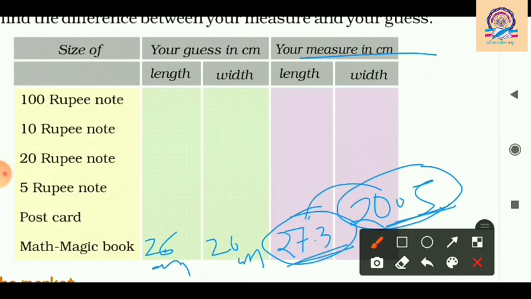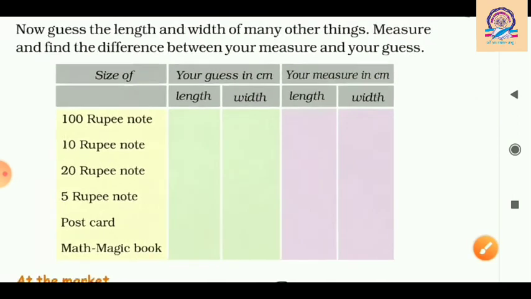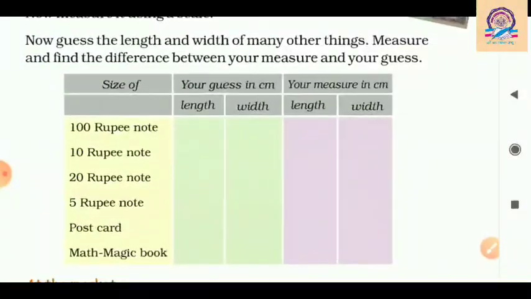So let's find their difference. So 27.3 minus 26, how much will you get? 1.3 you will get, and 20.5 minus 20, so you will get 0.5 as the difference. So in this way we have filled this table of the size of notes.